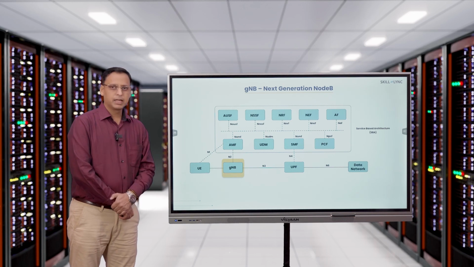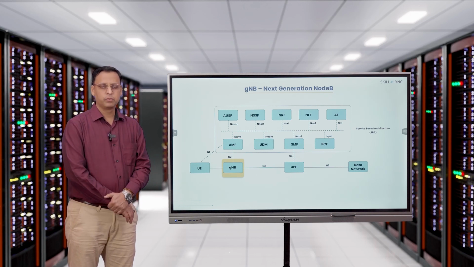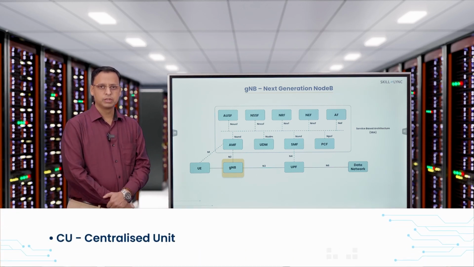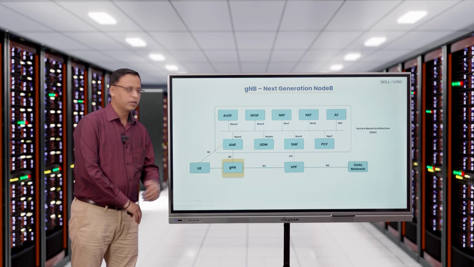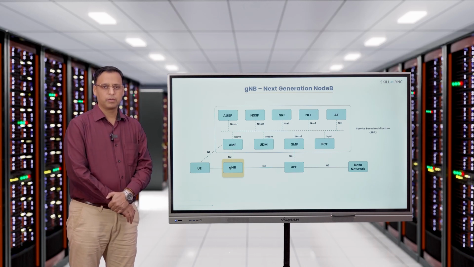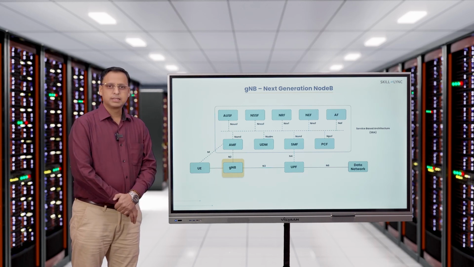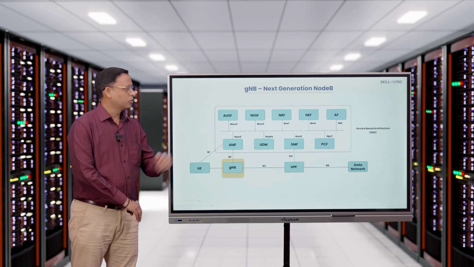gNodeB typically has multiple components within it, which are called CU, centralized unit, DU, distributed unit, and RU, radio unit. Those things are also defined by Open RAN, and we are going to talk about Open RAN in some future videos. I hope you are able to understand what is gNodeB, or the next generation NodeB.